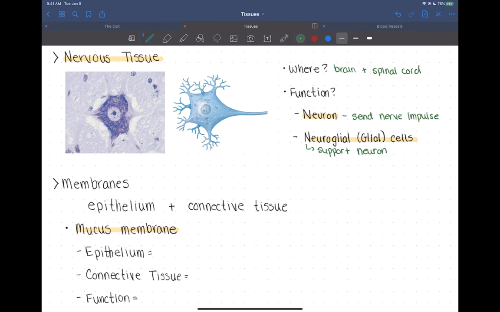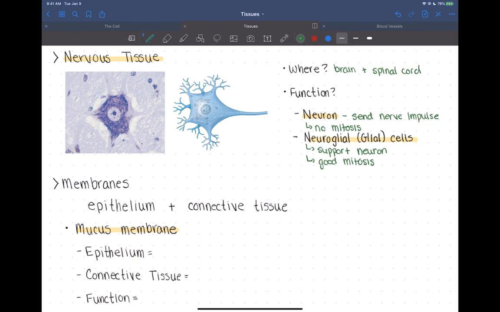And so neurons, interestingly, do not undergo mitosis. So they don't divide, and they don't replicate. These glial cells, however, do. So they undergo a lot of mitosis.